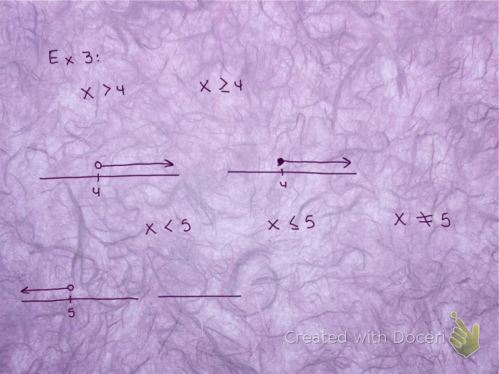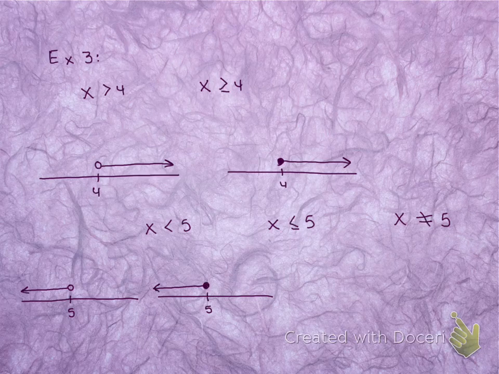But if x is less than or equal to 5, I have to draw my circle and decide whether I'm filling it in or not. If x is less than or equal to 5, I am including 5 in my solution. And of course, all the numbers that are less than 5, including 5, go to the left.